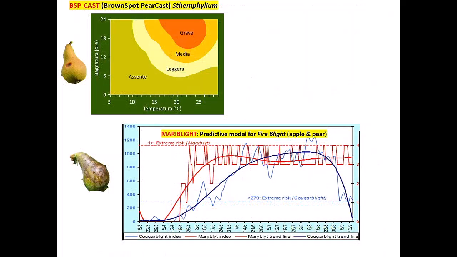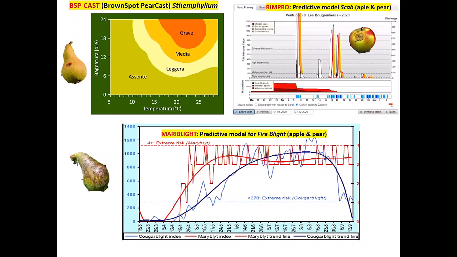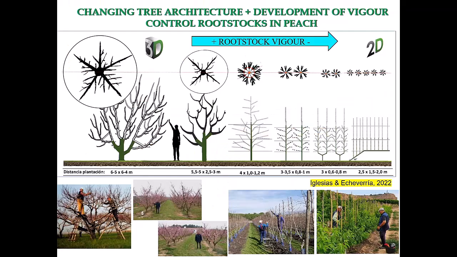And of course, this is fantastic. We have developed the models for disease protection, for scab, for monilia, for all these crops. So I think this will be the key for the future. And what about training systems? I think that is obvious. The world is moving to these systems.